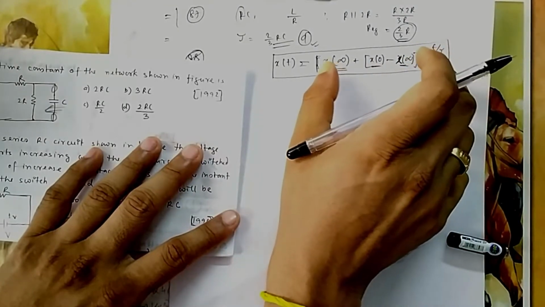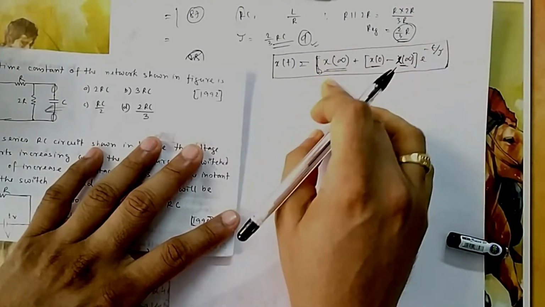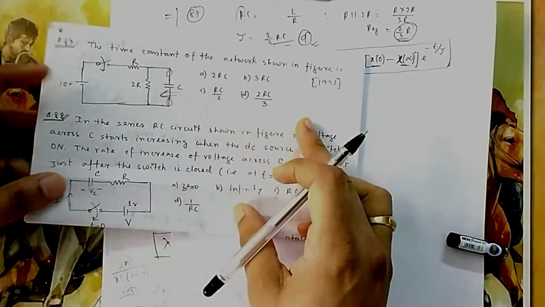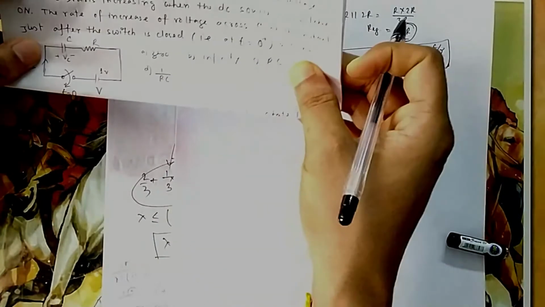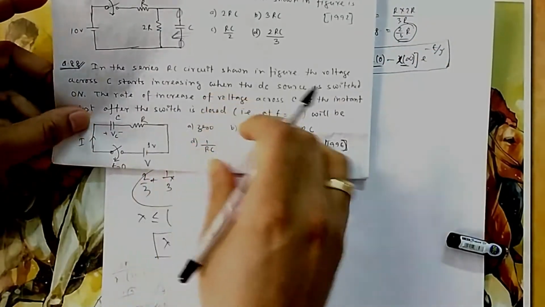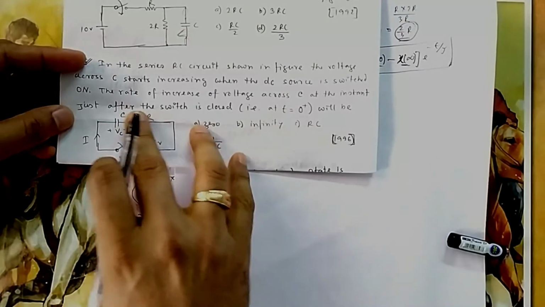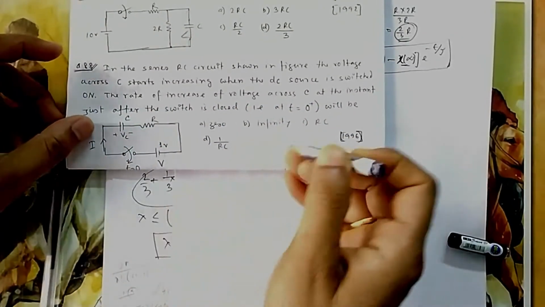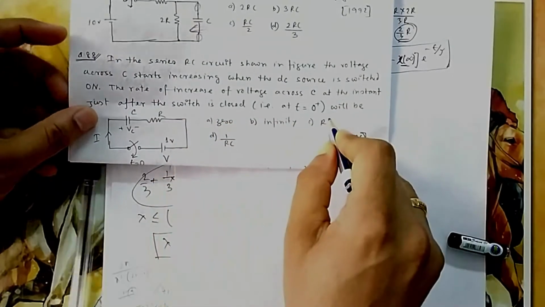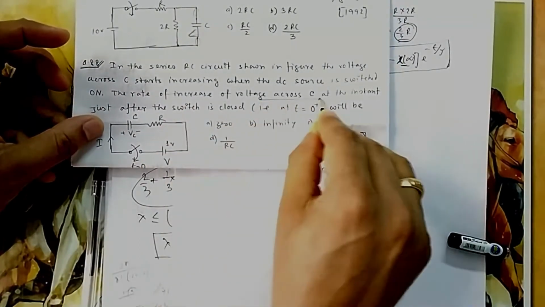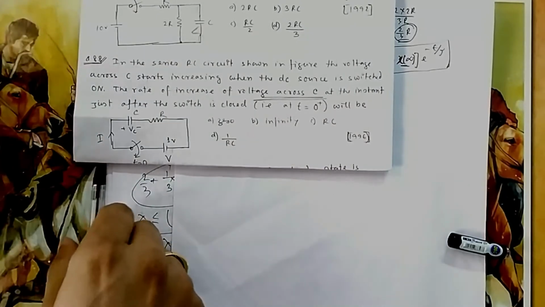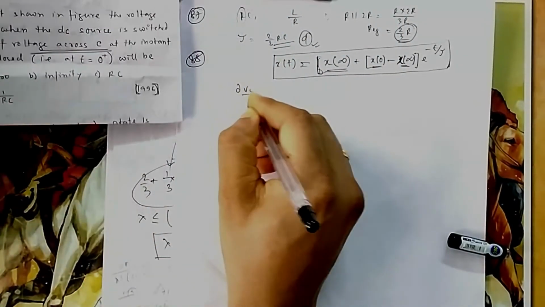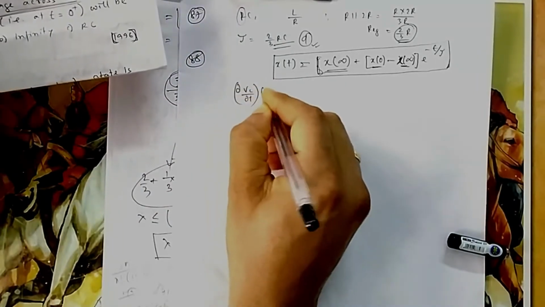We used to remember it in this way: X infinity minus X infinity will get cancelled. So initial into this one. So you can think of it this way, but we can also do it with the differential equation. So it is given initially, you see this one, and the DC source, the rate of increase of voltage after the switch is on. That means they are asking you dVc/dt at 0 plus.